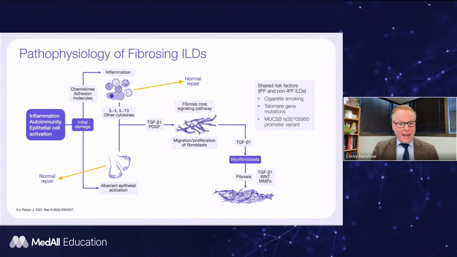Implicated cell signaling mechanisms that lead to activation of TGF-beta1 and PDGF, and we end up getting migration and proliferation of fibroblasts into this extracellular matrix, with differentiation of the fibroblasts into myofibroblasts, laying down a fibrosis that again progresses over time.